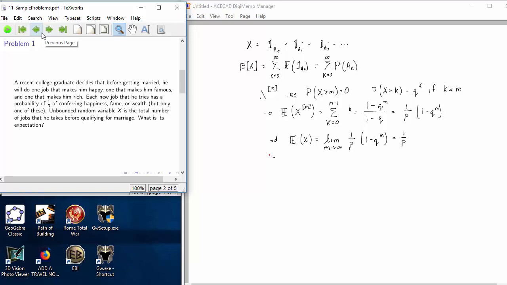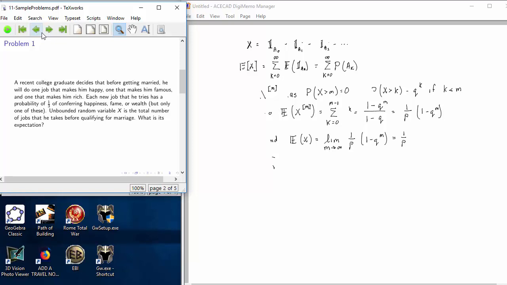So, here's the plot. Someone graduates from college and says, before I get married, I want to do a job that makes me happy, a job that makes me famous, and a job that makes me rich. And a randomly chosen job has a probability of 1/3 of making you happy, making you famous, or making you rich. This happens independently from one job to another. And the question is, what's the expected number of jobs required before our college graduate is ready to get married because he's happy, famous, and rich?